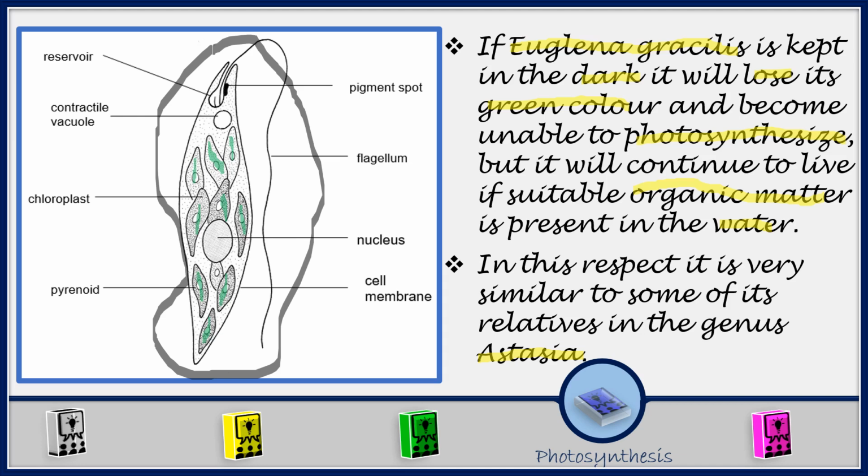But it will survive if the environment has got organic matter, and it will behave like its relative in the genus Astasia. It will depend on this organic matter, as if now it is like an animal. On the other side, when it was manufacturing its food, it was behaving like a plant.